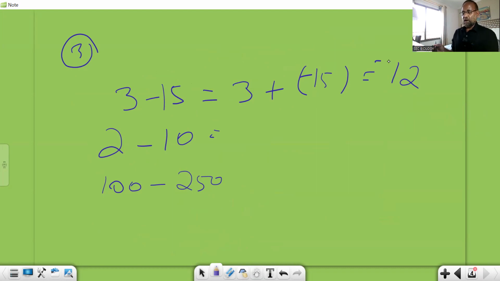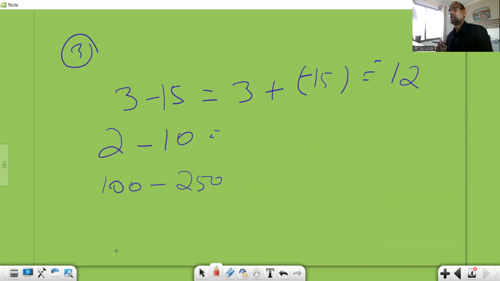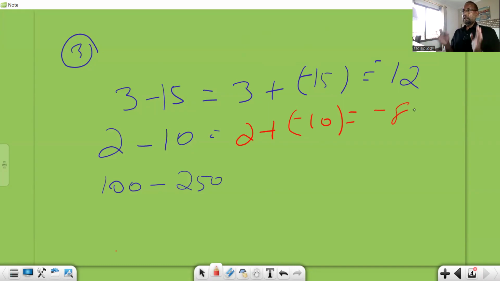Now others, please do this fast and show me the answer. All are doing it, I think. Yes, I can write now. This is 2 plus minus 10. That is minus 8. 2 minus 10 is minus 8.